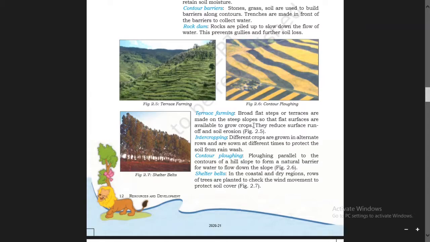So in such a way they are arranged, so that flat surfaces are found here in order to grow crops. They reduce surface runoff and soil erosion. So this type of terrace reduces surface runoff, that means washing away of soil, and soil erosion like that.